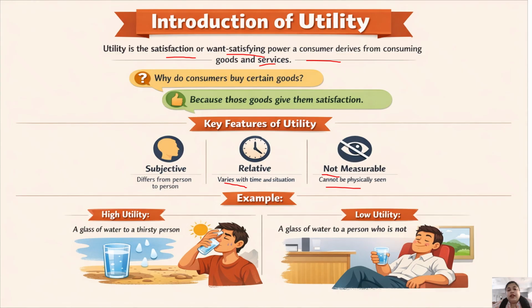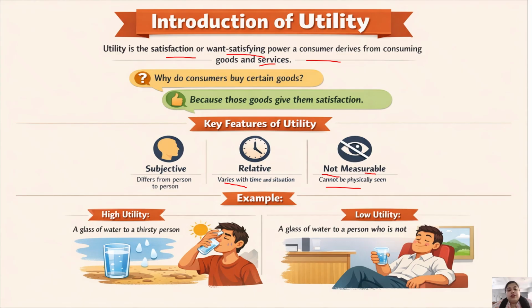Though we say that utility is not measurable, according to Marshall, utility can be measured, and according to Hicks, utility cannot be measured. We can see this in the next chapter.